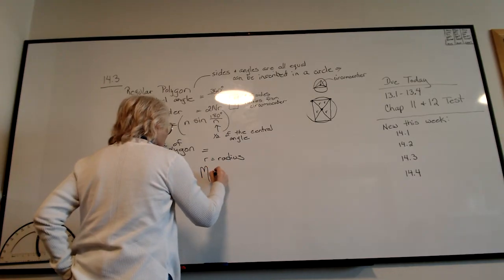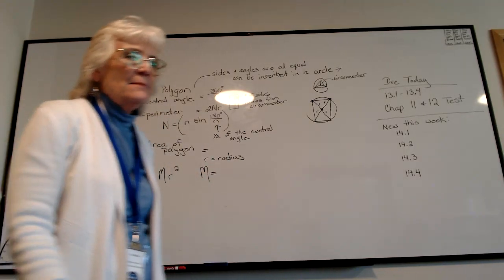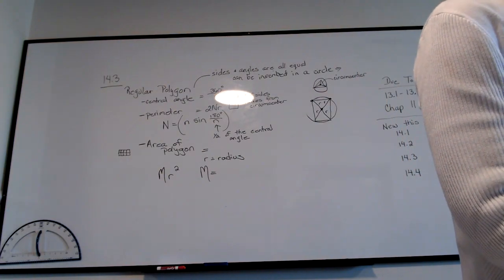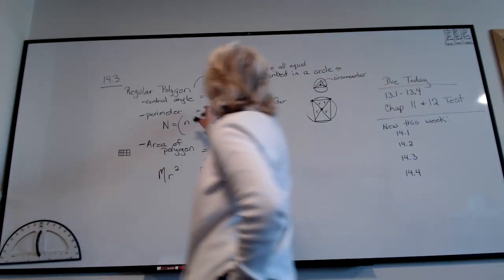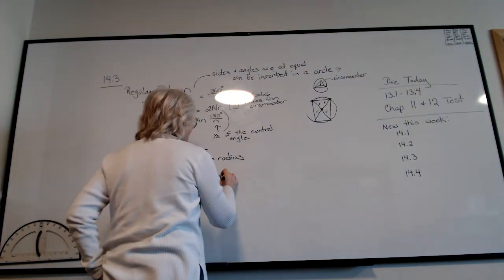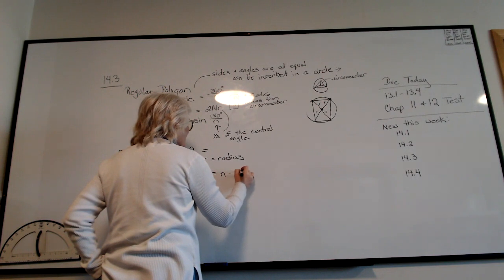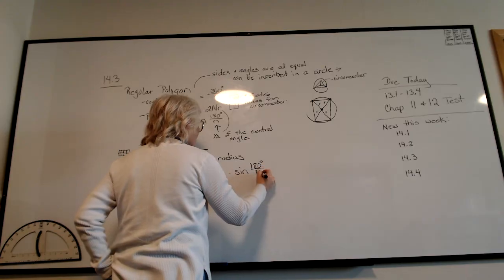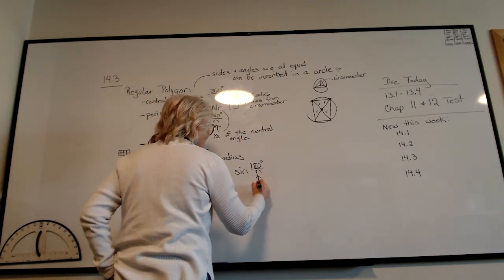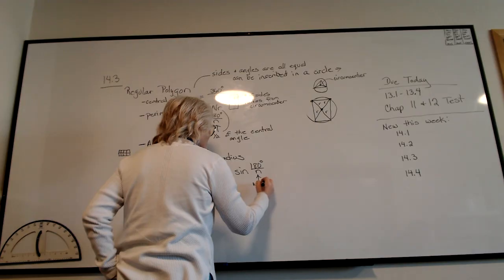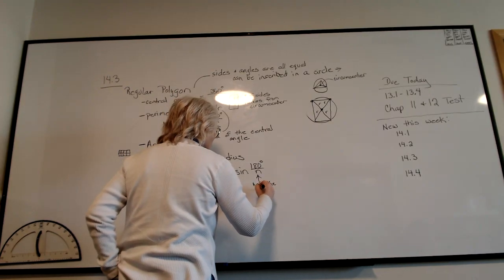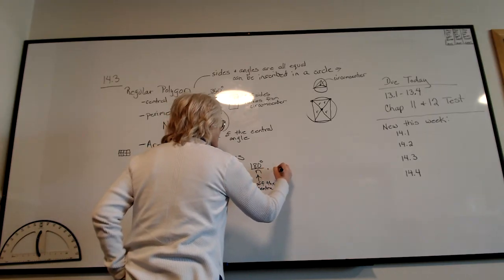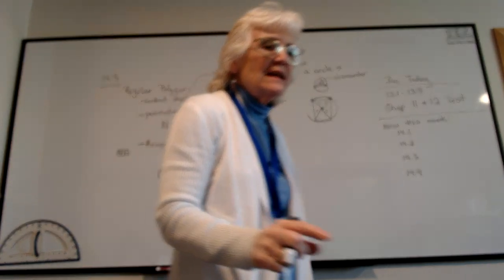M r squared, where r equals the radius, and M is equal to the number of sides, so it's similar to the earlier part with some addition: n times the sine of 180 degrees divided by n, again half the central angle, times the cosine of that same angle.